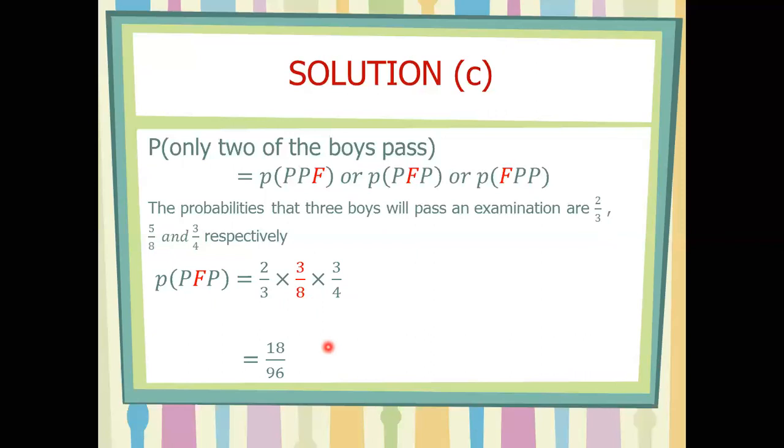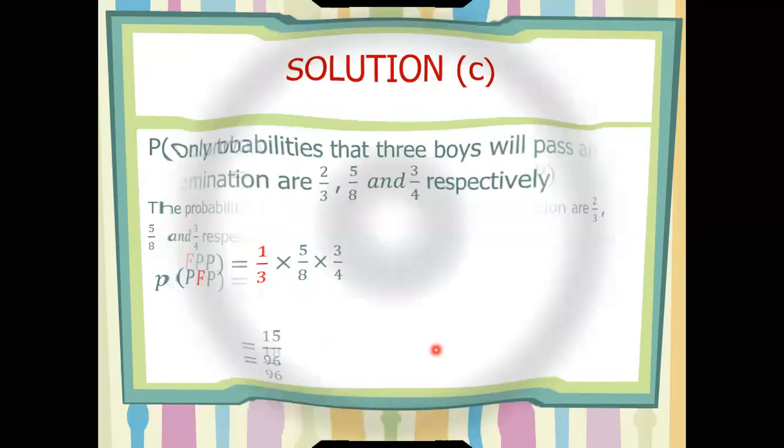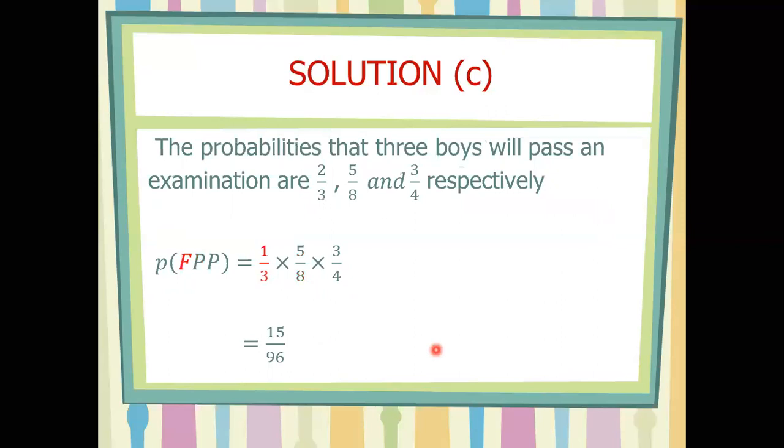So let's take the last one, probability of the first boy failing, second boy passing, and the third boy passing. Now, first boy passing, remember, is given to us as 2 over 3. His failing will be 3 minus 2, that's 1 over 3. So the second boy passing, that's 5 over 8. The third boy passing, that's 3 over 4. Multiplying all three together, that gives me 15 over 96. 15 over 96 is the answer to the third one.